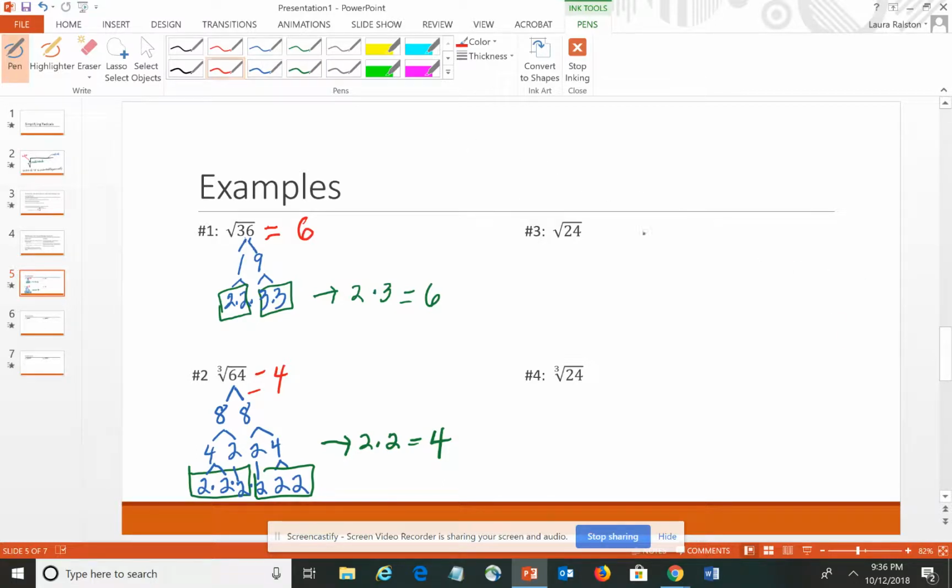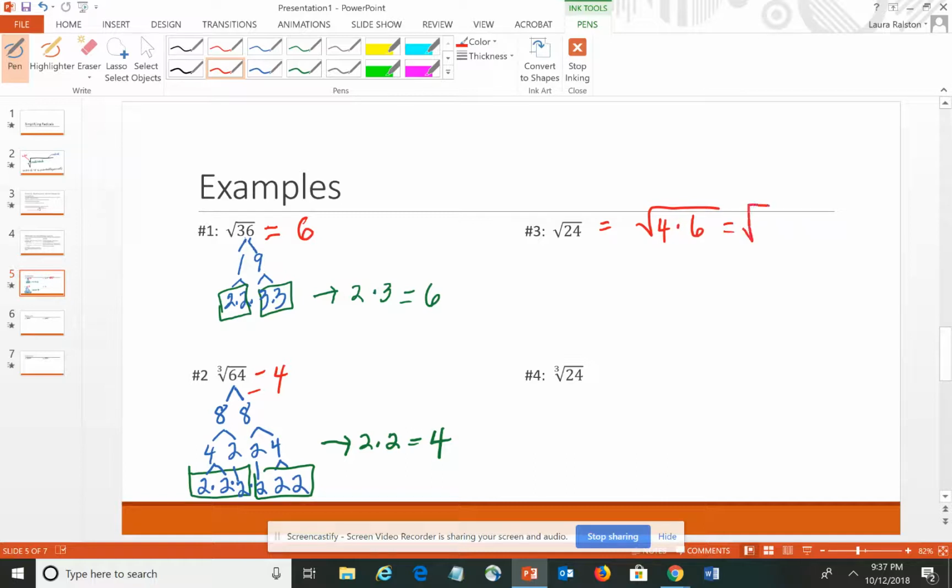Okay, then let's look at number 3, 24. I don't recognize 24 as a perfect square, so I want to think about what numbers it breaks down to. I'm going to do this one a little bit off to the side instead. I recognize 24 as 4 times 6.